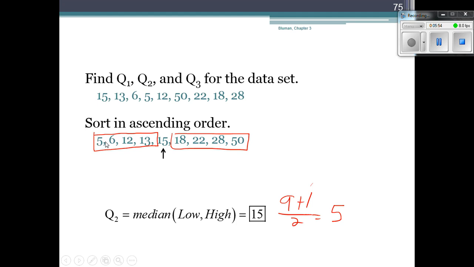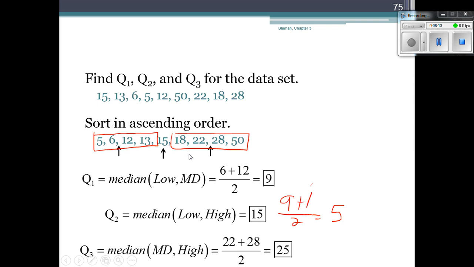And now you find the median of this first group. How many numbers are there? 1, 2, 3, 4. 4 plus 1 is 5. 5 divided by 2 is 2.5. So it's between the 2nd and 3rd numbers. Find the average of those 2 numbers. 6 plus 12 is 18. 18 divided by 2 is 9.